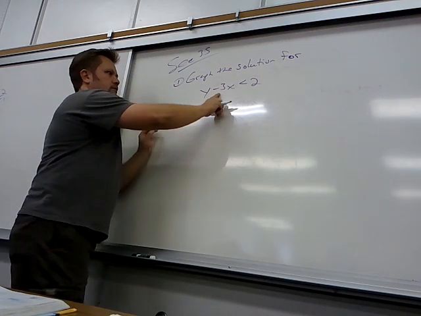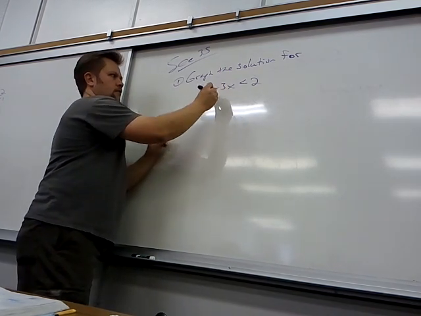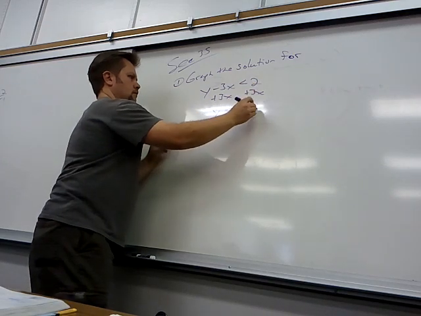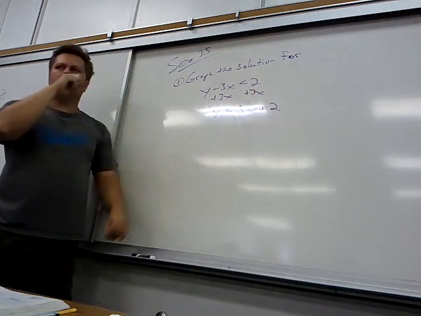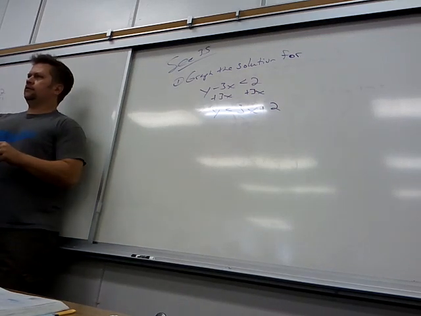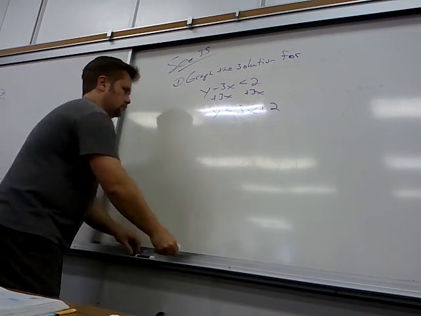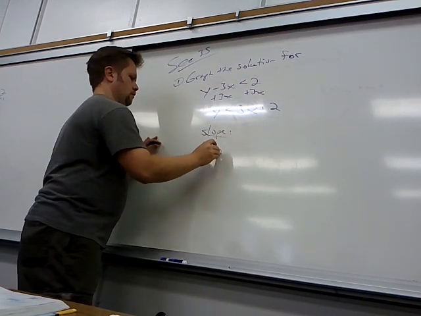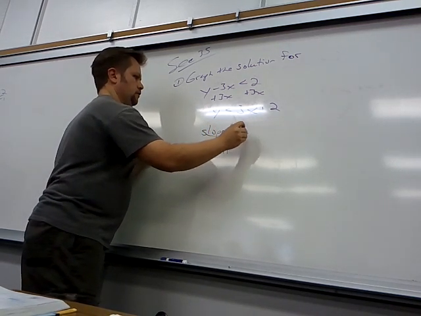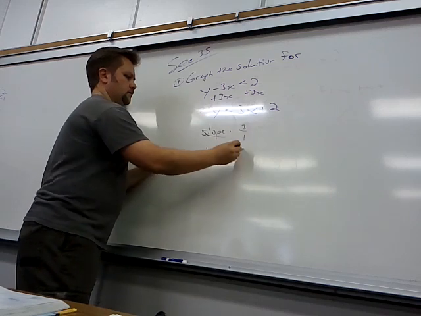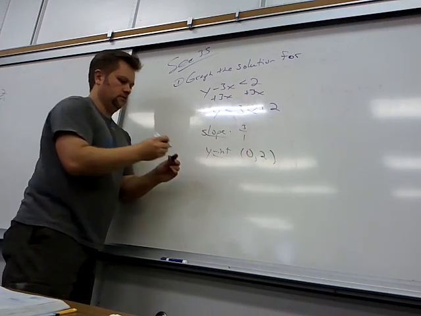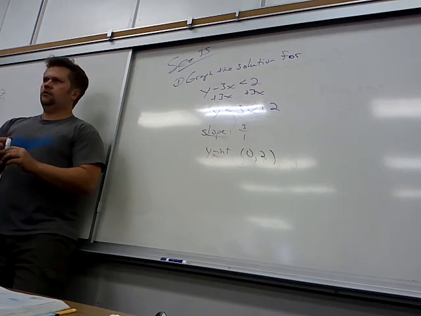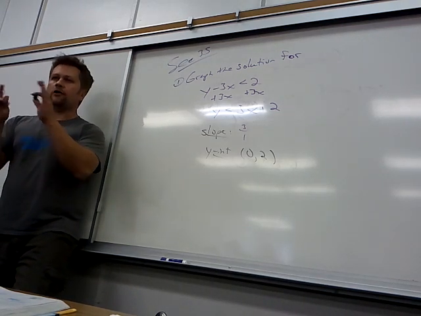So what do I do? Plus 3. Good. Add 3x. So what's my line's slope and y-intercept? y is less than 3x plus 2, right? What's the slope? 3 over 1. Good. 3 over 1. And the y-intercept? 0, 2. Cool. So now you graph that line.